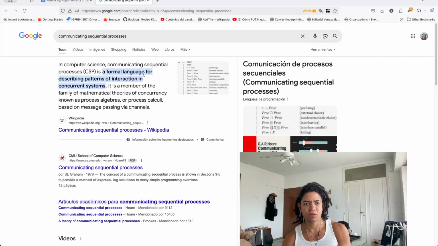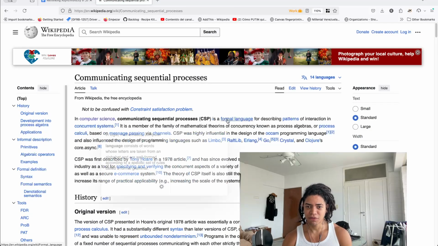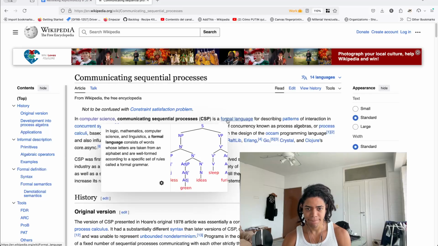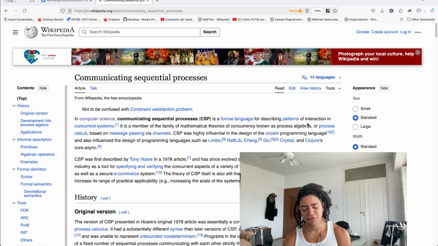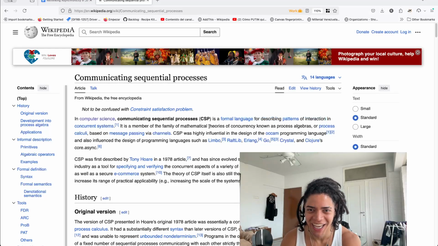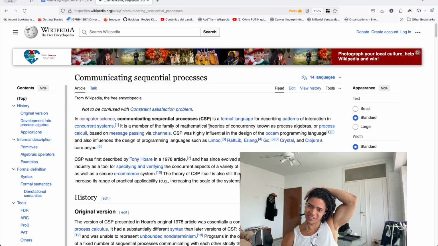It's a formal language for describing patterns of interaction in concurrent systems. There is a lot of abstraction here.